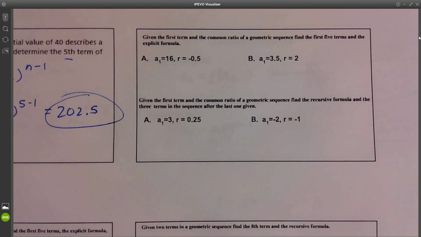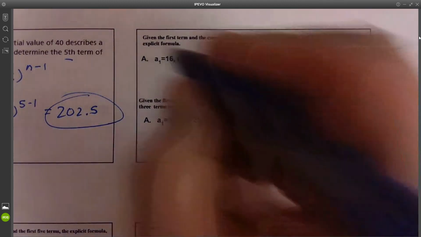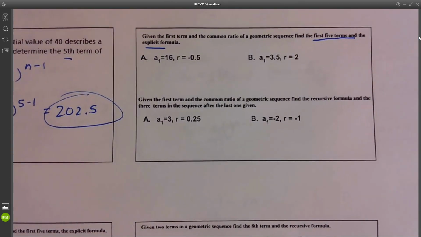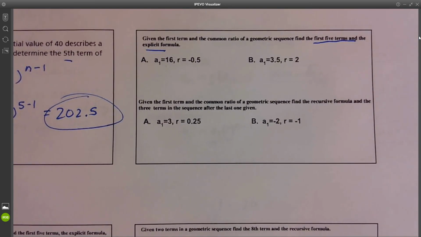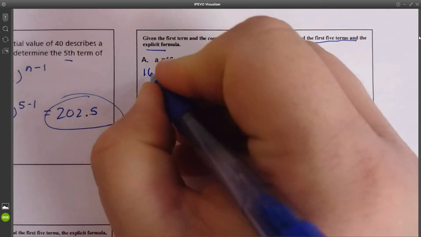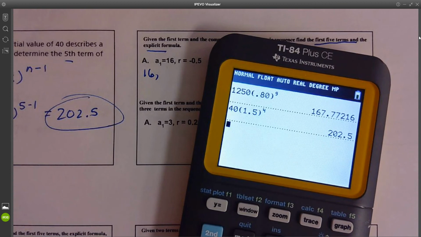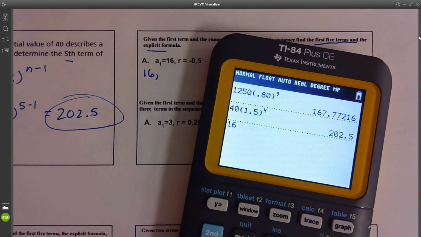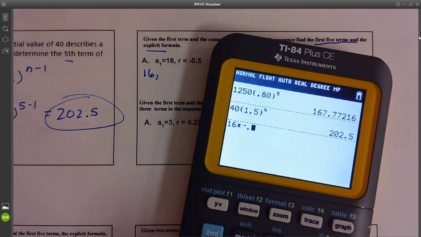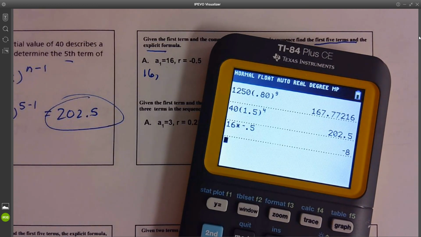Given the first term and the common ratio of a geometric sequence, find the first 5 terms and the explicit formula. So make sure on the homework that we read the directions. So the first 5 terms, it's going to go 16. And then I take that number, 16, and I'm supposed to times it by negative 0.5. Get negative 8.